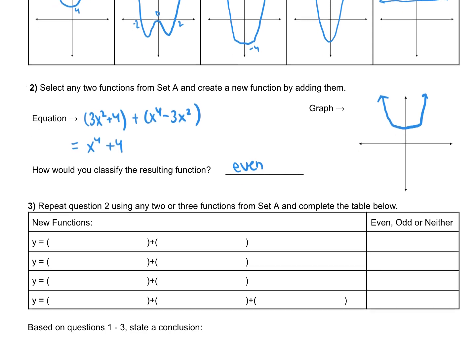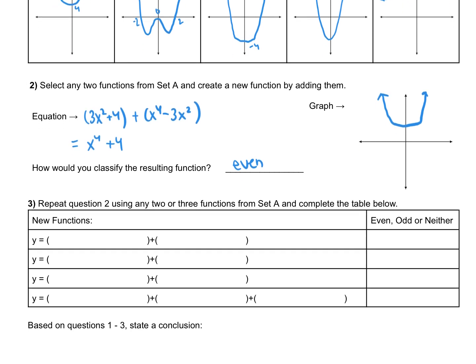So now I would like you to pause the video, pick another pair of functions 3 more times, and then pick 3 functions to add for the last scenario. Go into Desmos, find the sum of those functions and see what the sketch is going to look like. And then decide, is it even, odd, or neither? And then we can make a little conclusion based on what you notice. So what you should notice is when you add 2 or 3 even functions, your combined function will also be even.